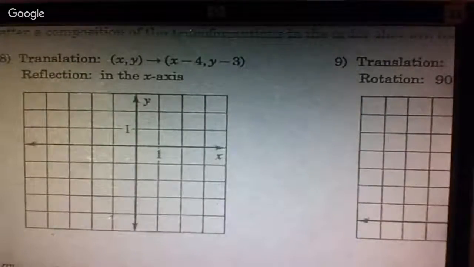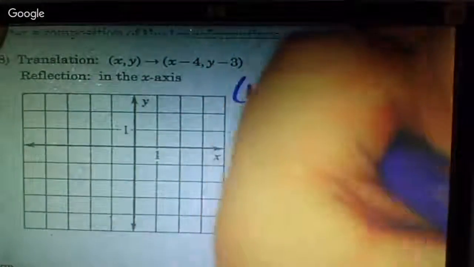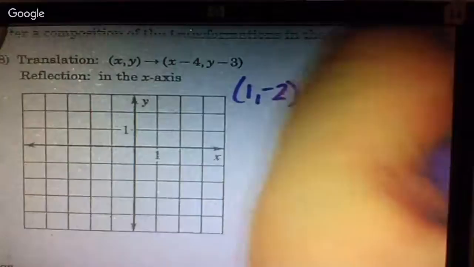Okay. Somehow, some way, I cut off the points that we're supposed to use. So I don't know how I did it. So don't do that one. So 1, -2, and 2, 3. We're going to start with 1, -2, and 2, 3.